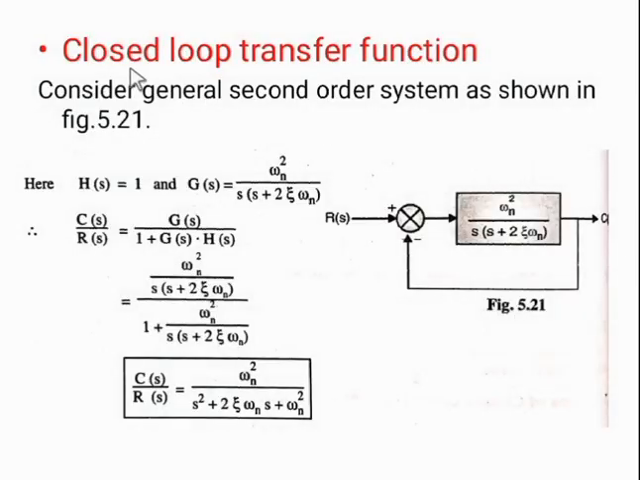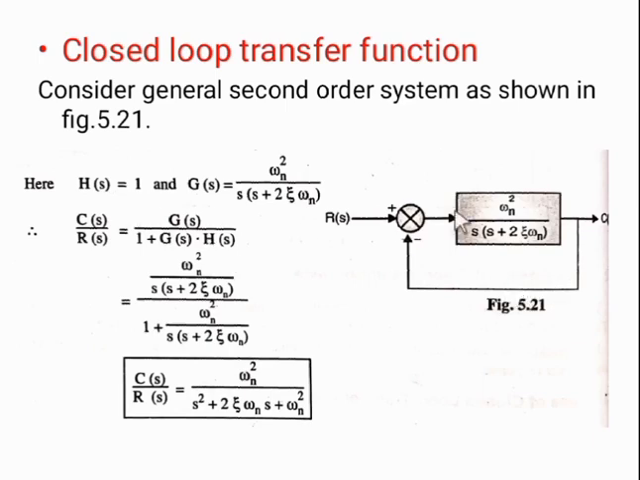Now consider the closed loop transfer function of the second order system as shown in figure 5.21. In the denominator, the power of s is 2. If we multiply this, it becomes s square plus 2 zeta omega n s. So this is known as the second order system. Here H(s) is negative unity feedback.